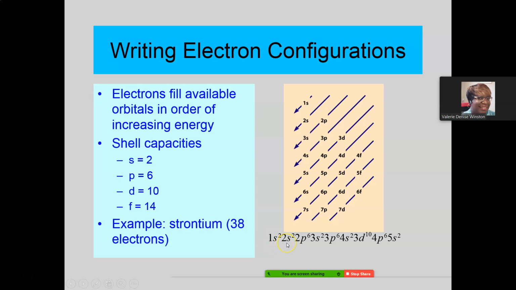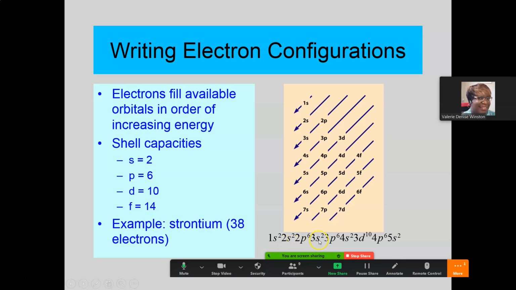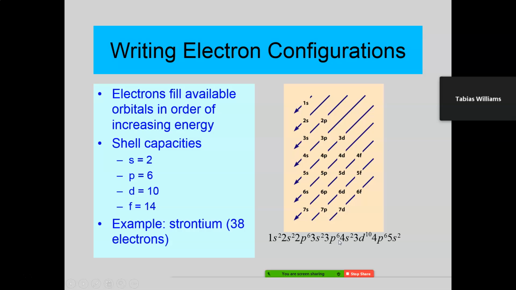1s2, 2s2, 2p6, 3s2, 3p6, 4s2, and 3d6, because this gets us up to 20. We only need 6 of those 10. So let's go and see where that lands us.